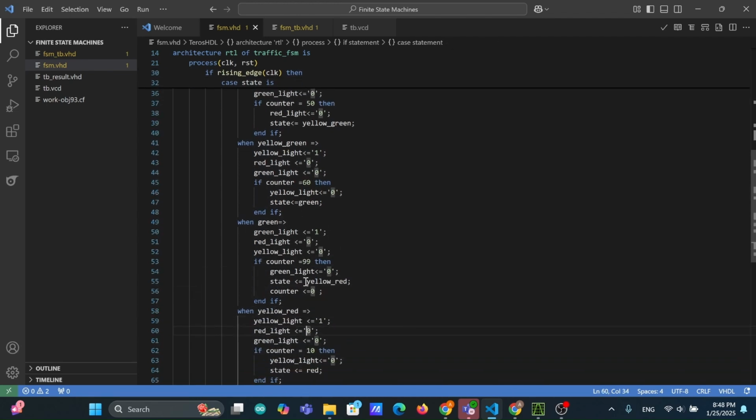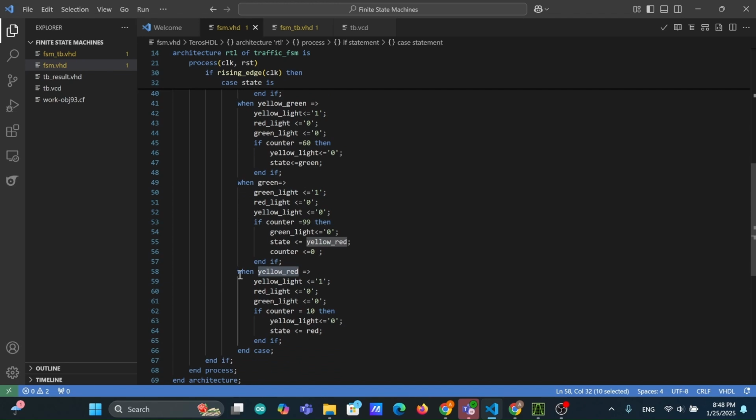Now, when the state reaches green, what happens? The green light should be turned on and the others should be off. And if the counter reaches 99, and this is of course based on the design we saw on the slide, then we would need to turn off the green light and indicate to our finite state machine that it would need to jump over to the next state, which is yellow-red. And since we've reached the maximum of our counter, we would need to reset the counter.